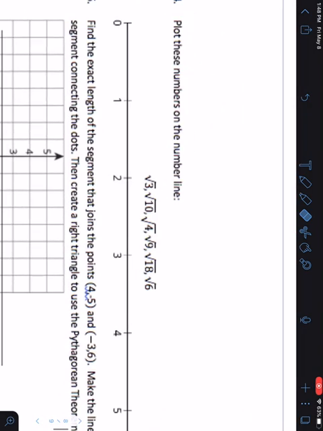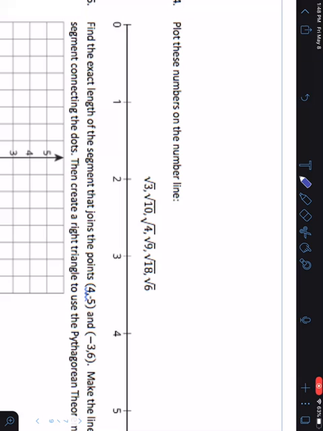Oh, this one's a fun one. All right, so plot these numbers on the number line. Great. So let's think about this. All right. What's 1 squared? 1 squared is 1. What's 2 squared? 2 squared is 4. So root 4 is going to be right there. Okay, perfect. We don't have a square root of 1, so we can't put that there. All right, what's 3 squared? 3 squared is 9. Oh, so we've got a 9 here. Okay, so we can put root 9 right there.